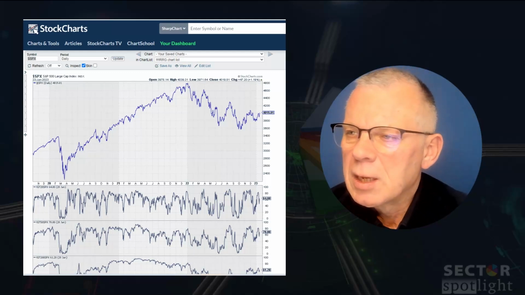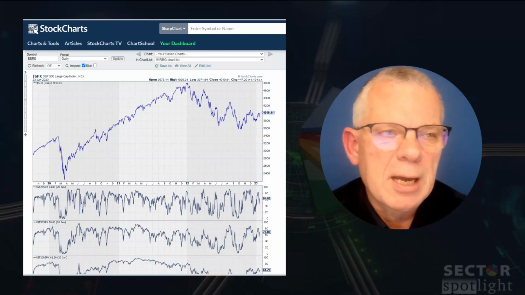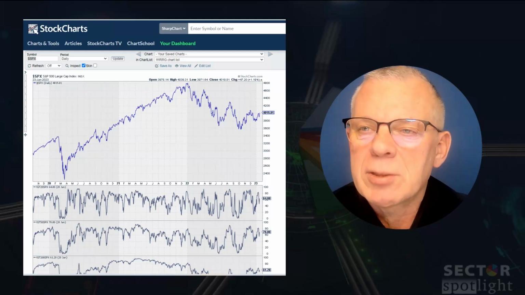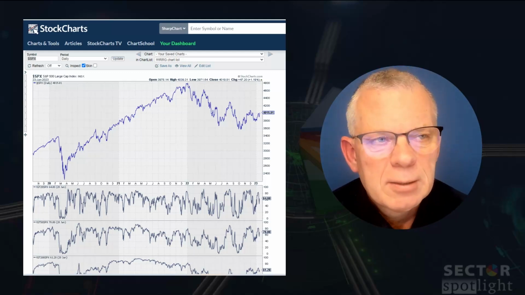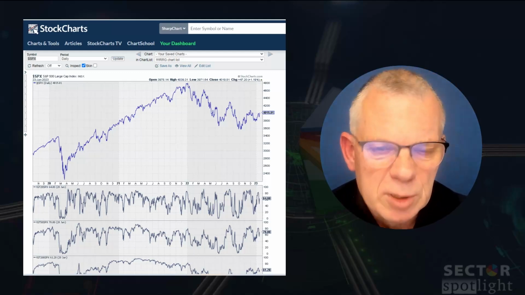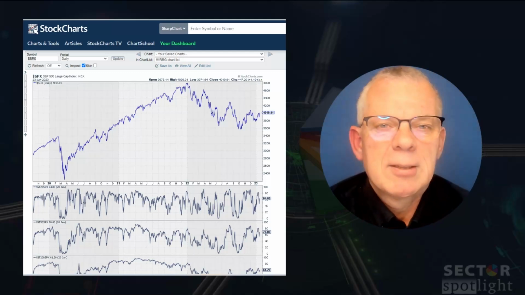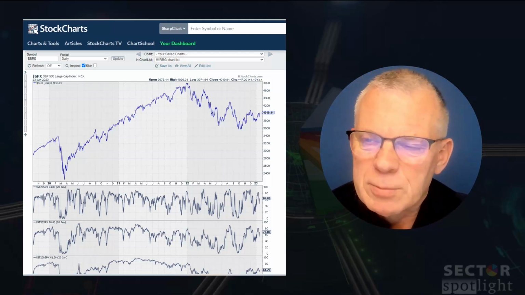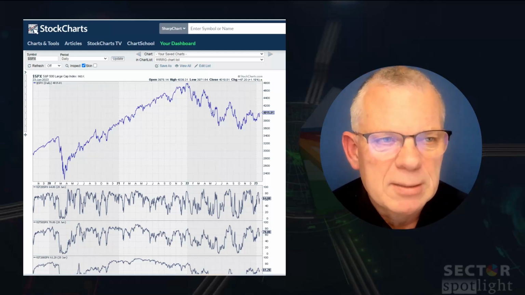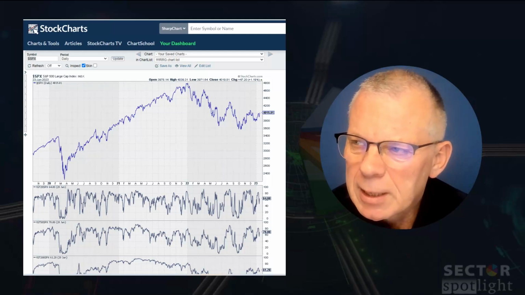So I need to tell you that I'm by no means a super expert on breadth, but I like to use it as a secondary kind of keep your eye on what's going on, big picture type thing. I think that's what drives me, trying to get the bigger picture in some charting format.